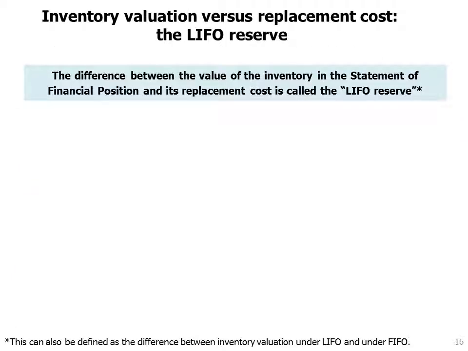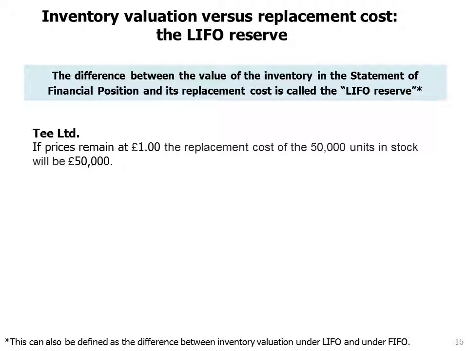Let's just explore inventory valuation versus replacement cost. The difference between the value of the inventory in the statement of financial position under LIFO and its replacement cost is sometimes called the LIFO reserve. And we can see what this is. So prices remain at £1. The replacement cost of the 50,000 units in stock would be £50,000.